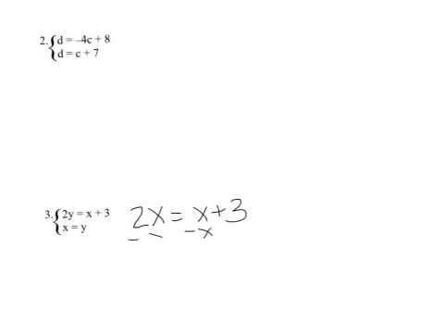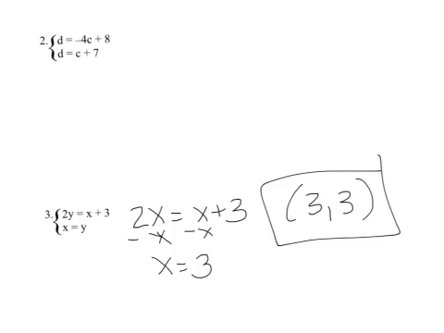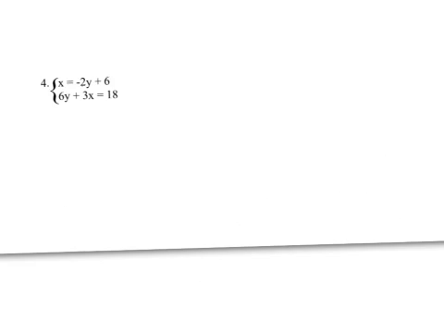Subtract x from both sides, and you get here x is equal to 3. And since x equals y, you already know that it's going to be 3, 3, because x and y are equal. Done. Okay, just a reminder that you should be checking these, but I'm not showing the checks because you can do the checks on your own.